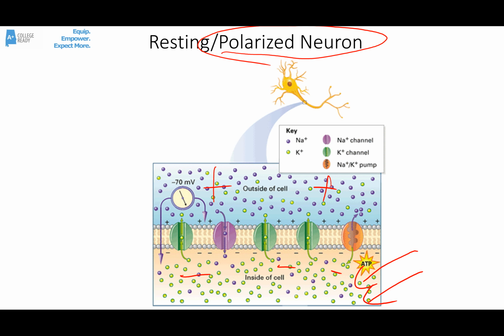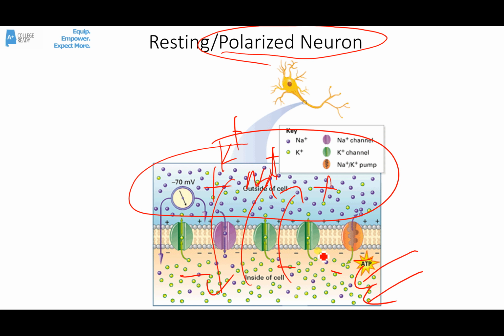When a neuron is resting, the sodium-potassium pump is constantly pumping sodium ions out of the interior of the cell, and it's pumping potassium ions into the cell. So in this state, when the neuron is more negative on the inside and the environment outside is more positive, when there are more sodium ions outside, more potassium ions inside, the neuron is said to be polarized. I want you to think of this neuron almost like a rubber band that's been pulled back. It's ready to fire.